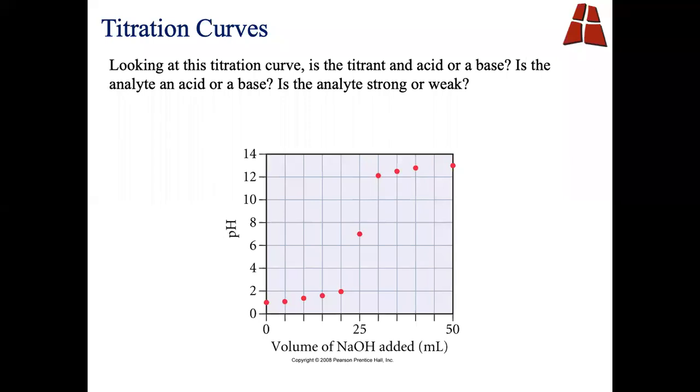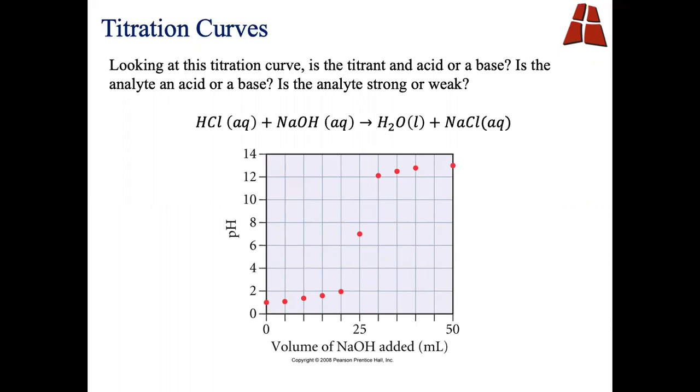And is the analyte strong or weak? So take a moment, pause the video, think about this if you need to. I'm going to reveal the answers now. So this would be an example titration where, say, we had HCl as our analyte and NaOH as our titrant. We know that because we start at a very low pH, meaning it's acidic, right? And then as we add more NaOH, we eventually reach our equivalence point, which is a pH of 7. And so we know that this should be a strong acid and strong base titration.